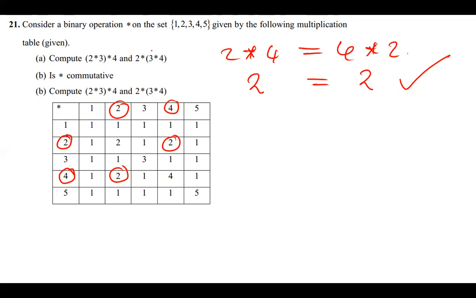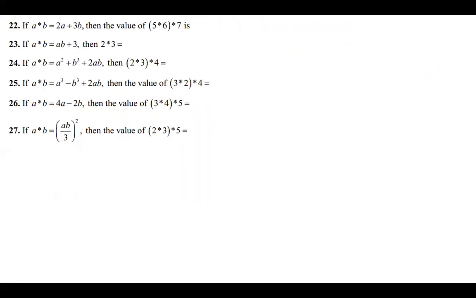All right, so let's quickly move on to the next question. The next question is, if A star B is equal to 2A plus 3B, then find the value of that. So this one is straightforward.